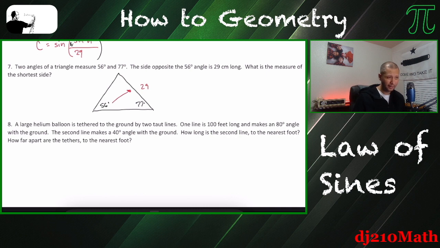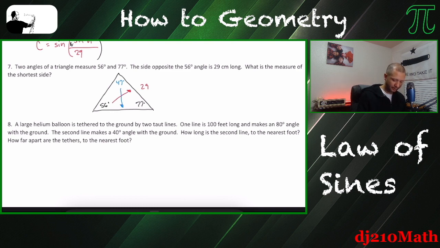Remember, the shortest side is going to be across from the smallest angle. So here they gave us two angles. Let's figure out what this third angle is going to be. So 180 minus 56 minus 77 is actually 47. So 47 degrees is the smallest angle, which is going to be across from the shortest side.